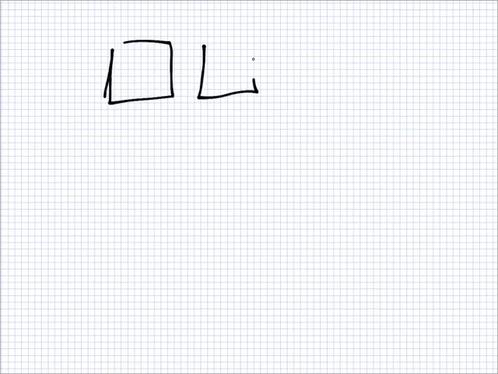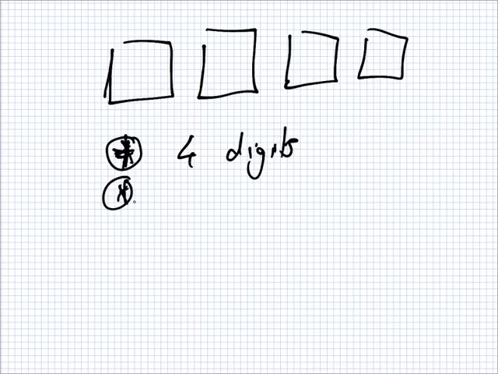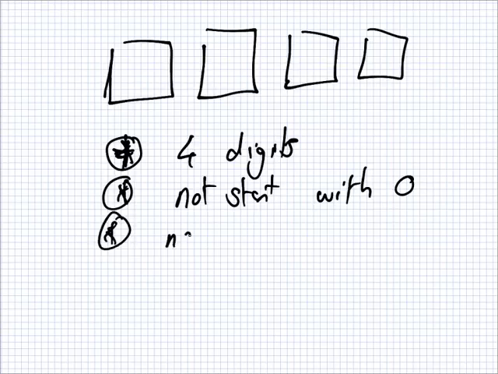Try this one. I want to make a PIN code. So the rules are for your PIN code, there must be 4 digits, and not start with 0. And also no neighbor or no run of digits.